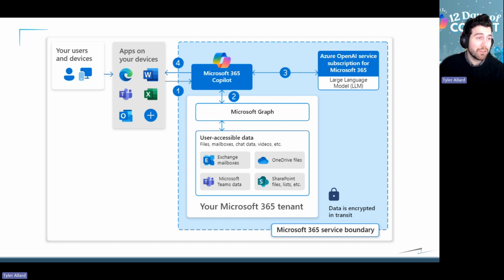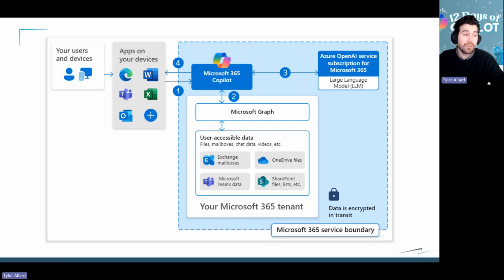And then the other thing I need to mention here is that we can see your users and devices, as well as the apps on those devices. Those are all outside of that service boundary. So in order for your users to use Copilot, they need that internet access to your M365 environment.